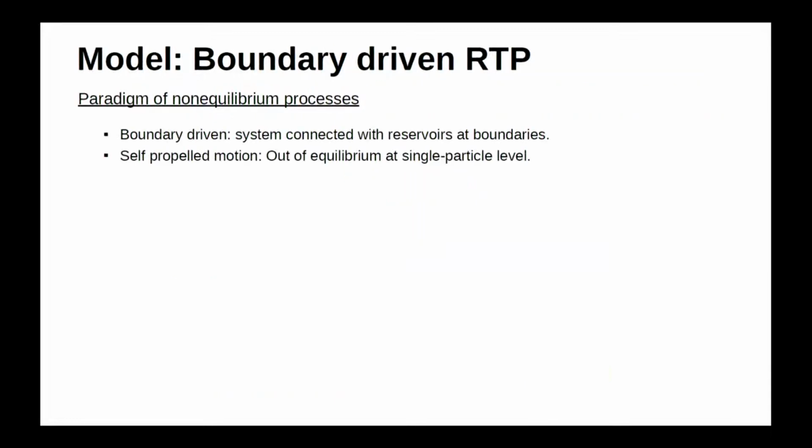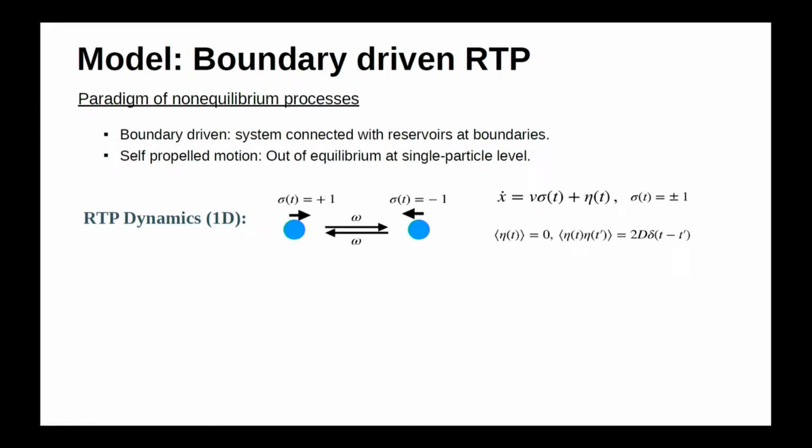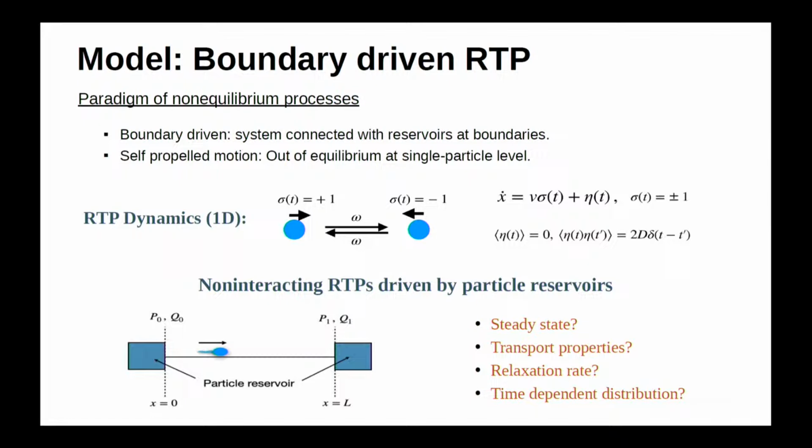So, the model is, as I just mentioned, a boundary driven active system. We have been listening to active processes. Here we are considering run and tumble dynamics in one dimension, where the particle has a preferred direction of motion and with some certain rate it changes. What will be the transport properties in the steady state, and what are the long time distribution and the relaxation behavior? So, a completely non-equilibrium statistical physics characterization we are looking for.